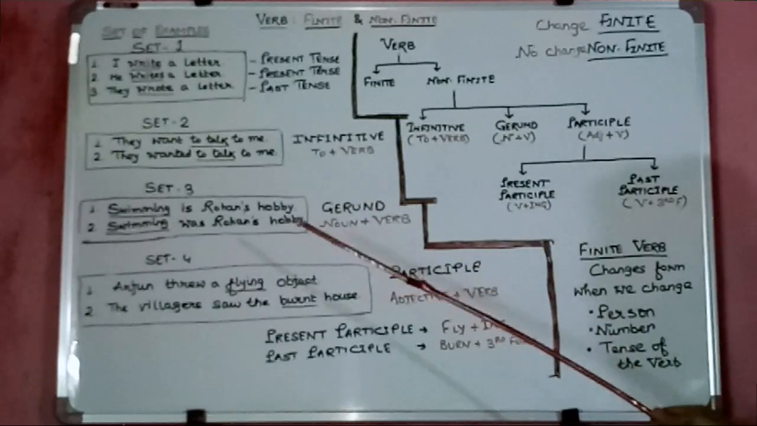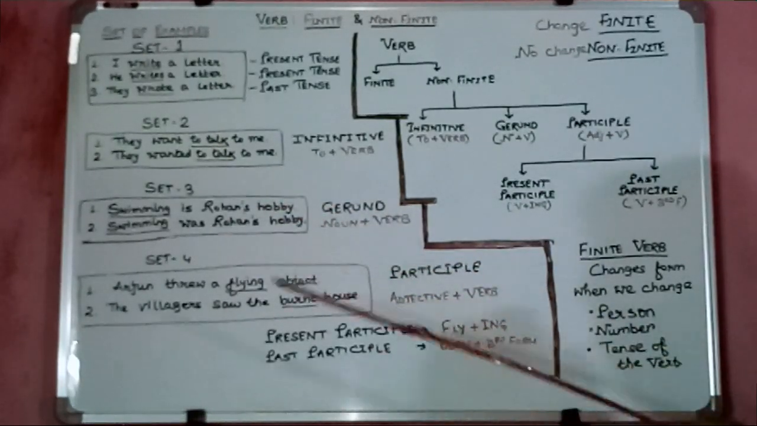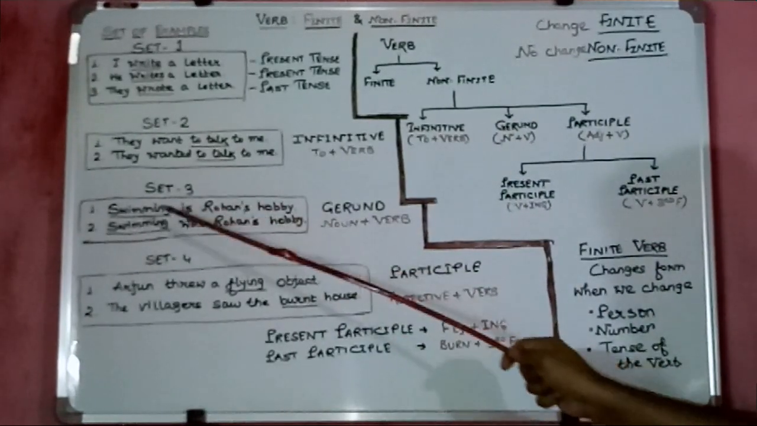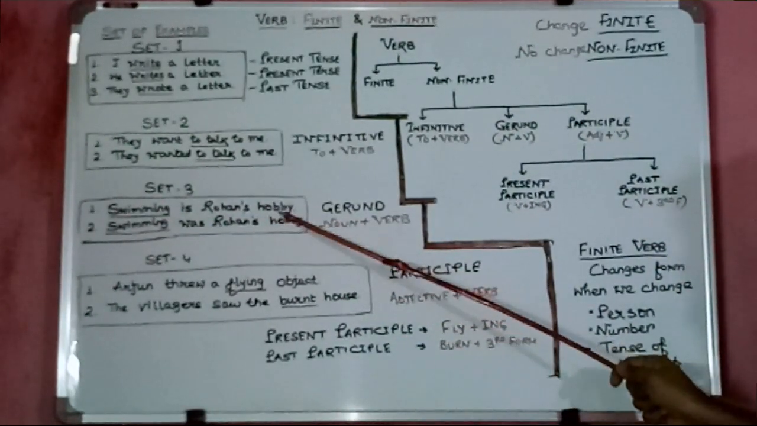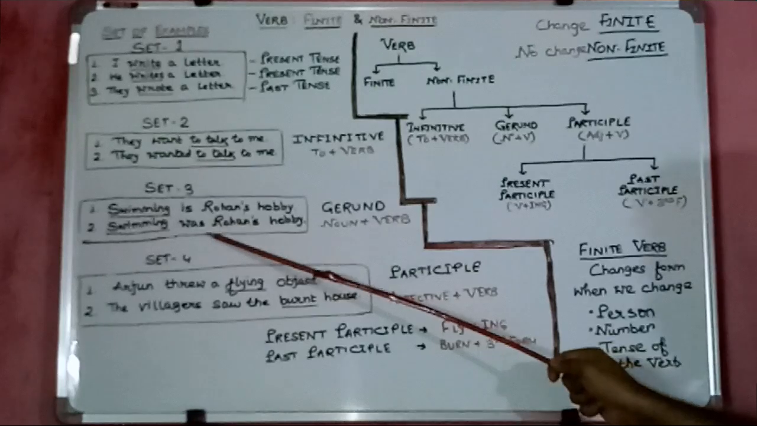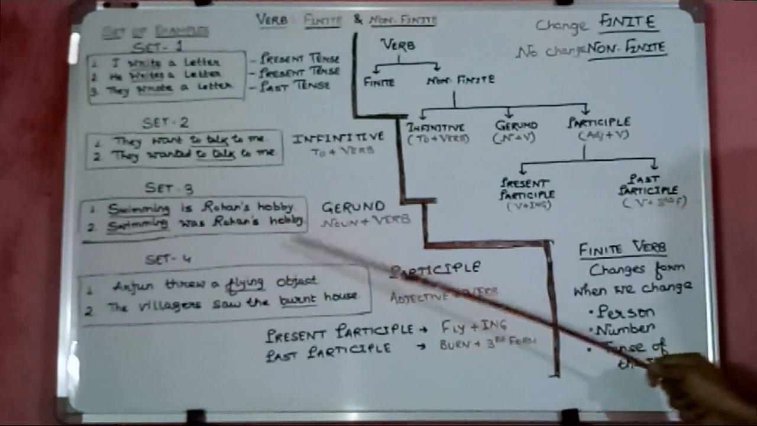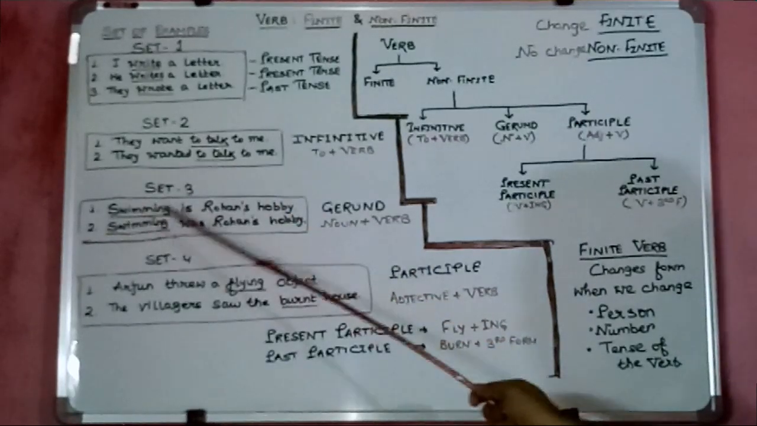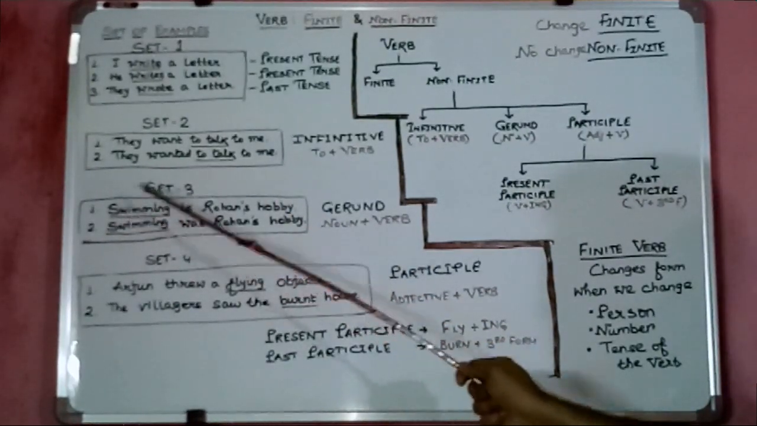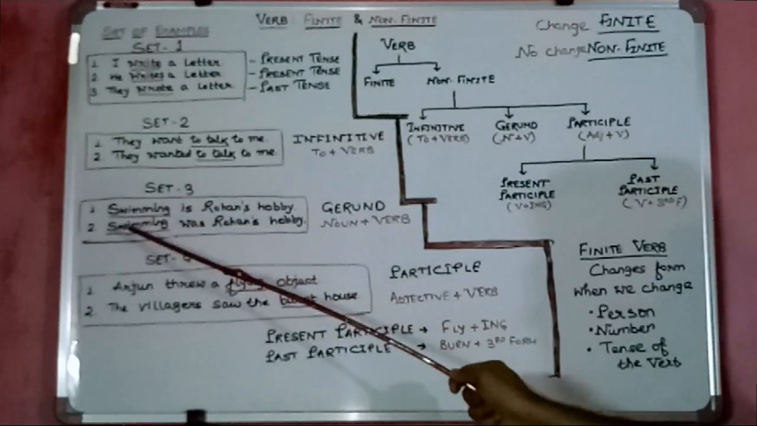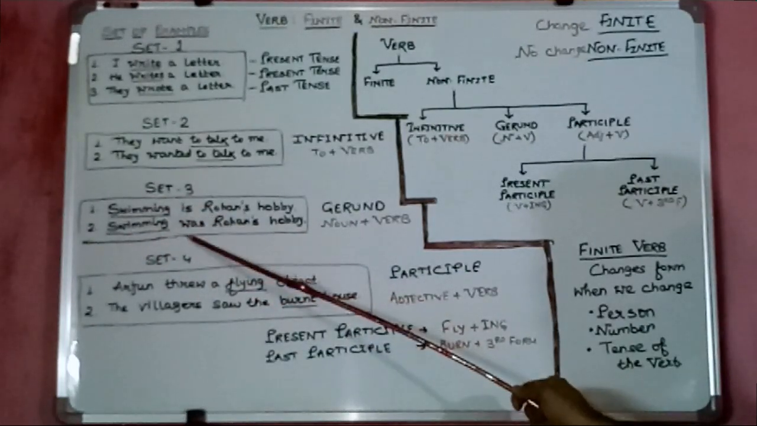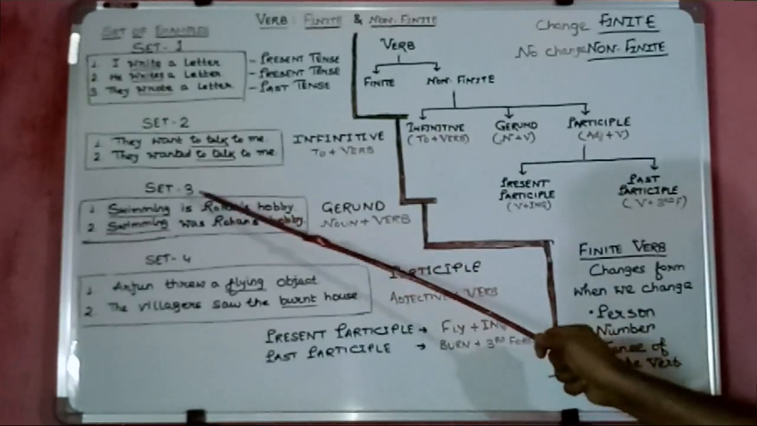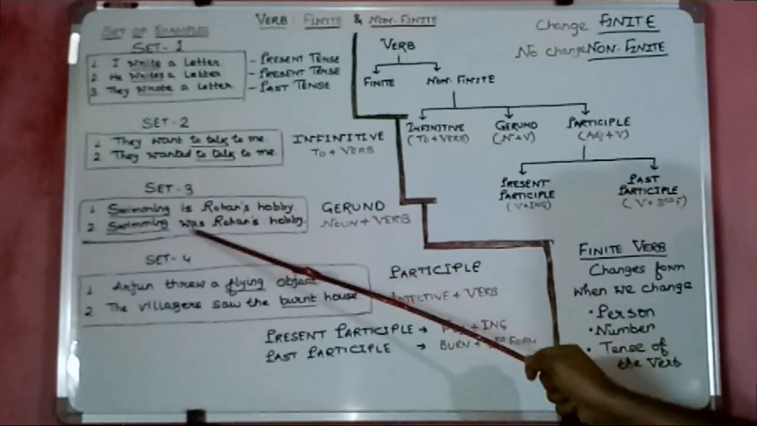Now look at the second set of examples. Here the third set of examples, second set of non-finite examples. Swimming is Rohan's hobby. Look at the second sentence, swimming was Rohan's hobby. So here also we have got two sets of verbs in two sentences. One is swimming, another is is, and in the second sentence, another is was. So we can see when we have changed the tense of the verb, is has become was.